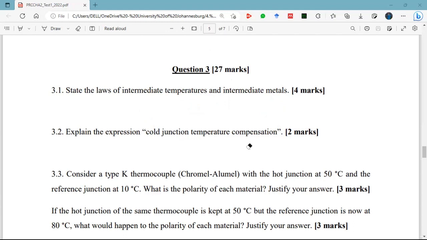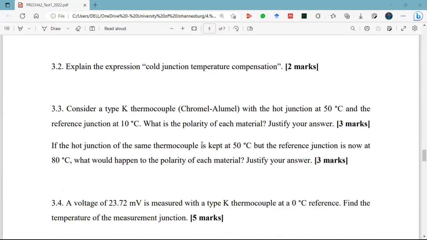Cool. All right. Another question that we had was 3.3. We are dealing with a lot of stuff that you cannot afford to miss. So 3.3 says: consider a K-type thermocouple, made of these two materials, chromel and alumel, with a hot junction at 50 degrees Celsius and the reference junction at 10 degrees Celsius. They ask you what is the polarity of each material, and you are asked to justify your answer.